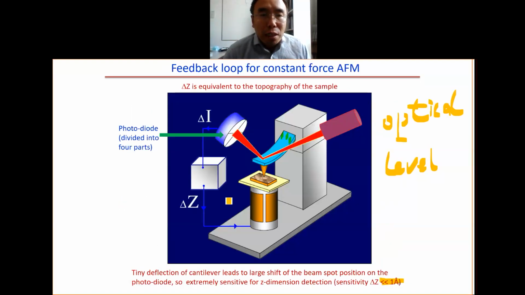So for the operation, you maintain the same signal. When you maintain the same signal, that means you maintain the same degree of bending. To maintain the same degree of bending, you move the tip up and down. But this up and down movement is equivalent to the topography of the sample.